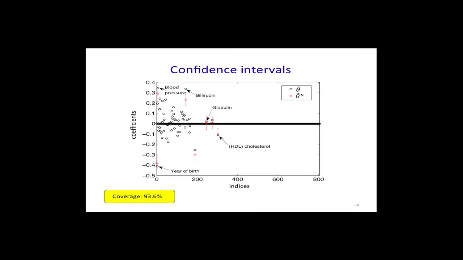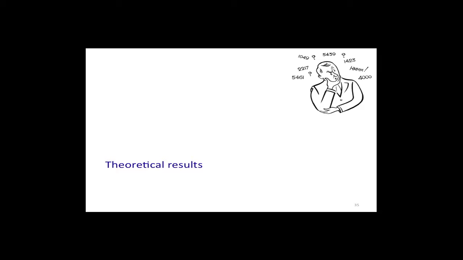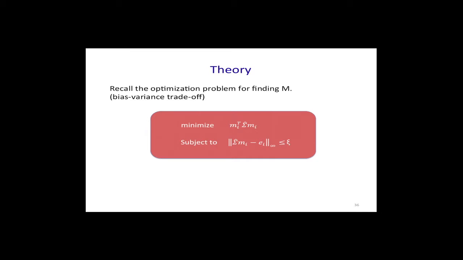So the next section is about the theoretical result. The bulk of the theory relates to the following optimization problem, because this is what we are doing to find the matrix M. There are a couple of important questions to be addressed here. How should we choose the parameter C? Is this problem feasible or not? And then what's the resulting variance that we get for each coordinate? Because these variances are controlling the length of the confidence interval, and we want them to be as small as possible.